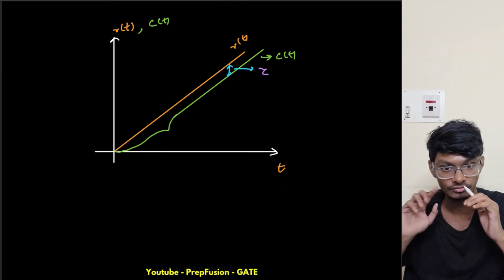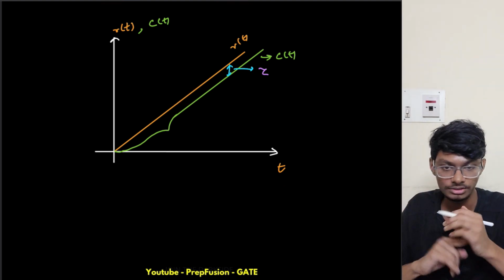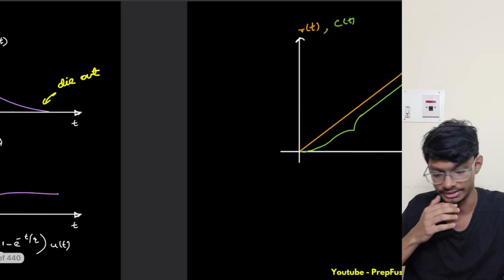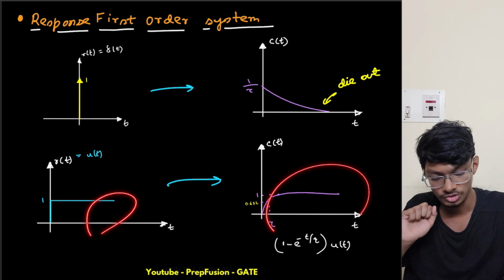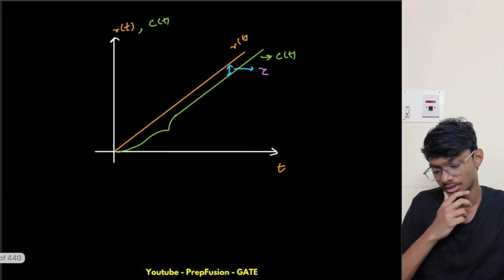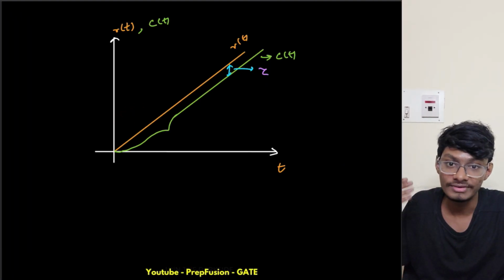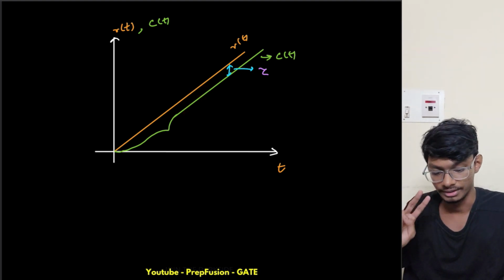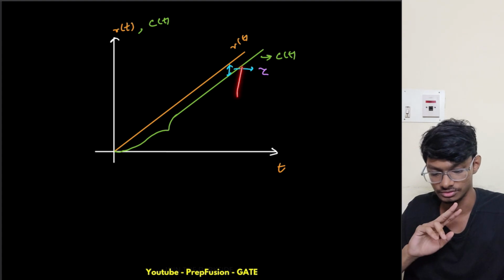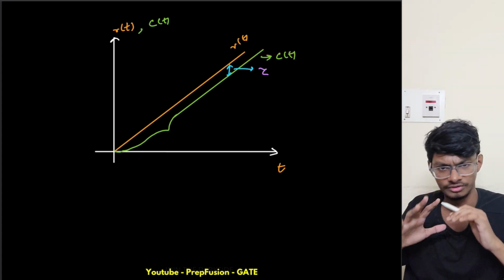Now for a ramp response, obviously my input is not bounded, so my output will also not be bounded. Here my input is bounded, so my output is also bounded, right? But here my input itself isn't bounded, so how can my output be bounded? So this is not bounded, but the error here is constant. Okay, we have studied all this, right?